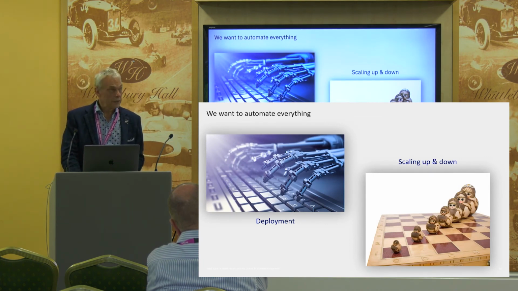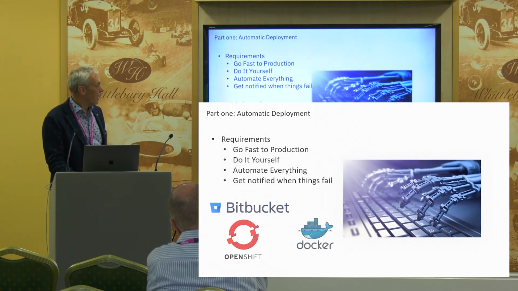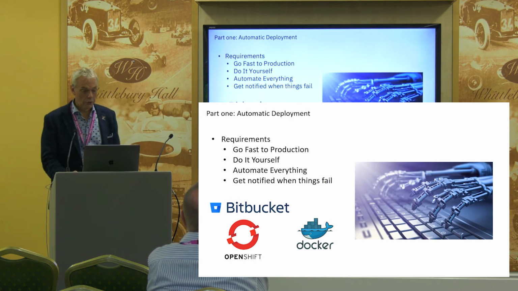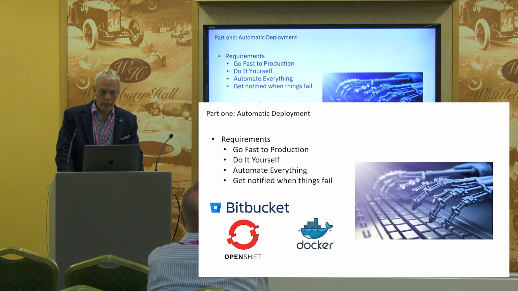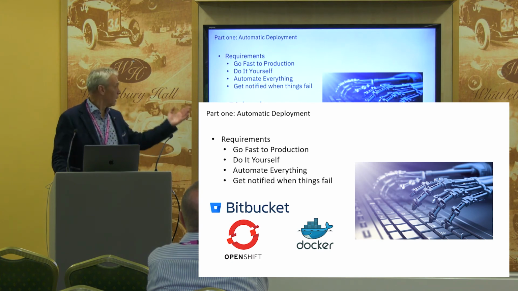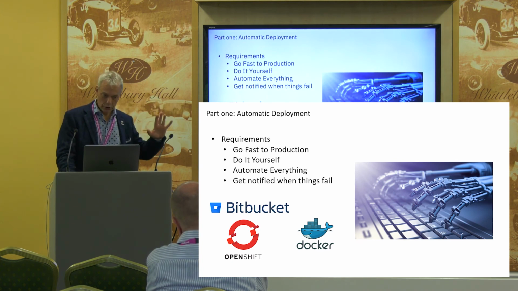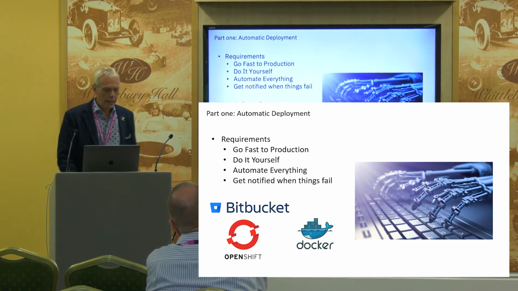And especially for that deployment part, they wanted to have just a couple of tools like Docker containers, Bitbucket, and later OpenShift or ICP in the beginning. Just basically go fast to a production environment, completely do it yourself. Don't interact too much, automate everything, and get only a notification if something went wrong.